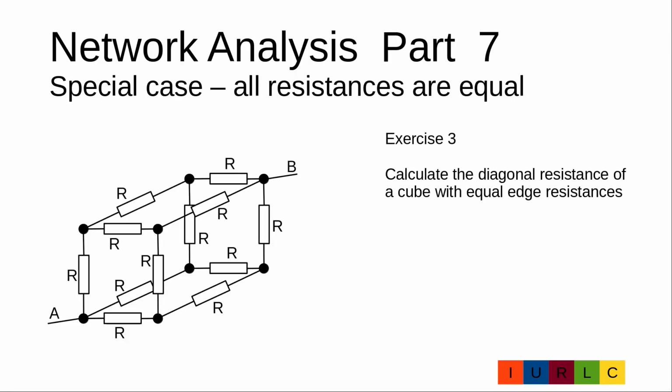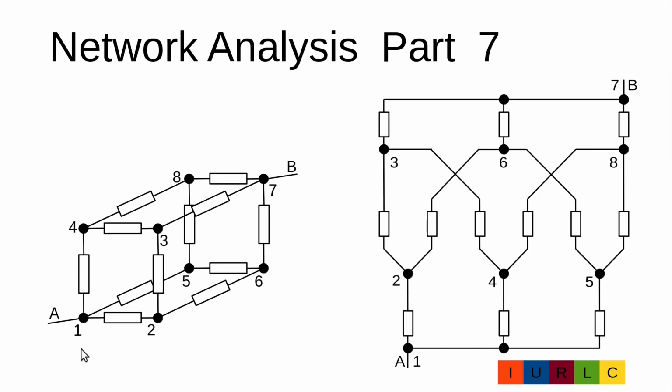In exercise 3, we look at the case where all edge resistors have the same value. As we have done in exercise 2, we add the nodes 1 to 8 in our circuit and draw the plane circuit of it. We have here a special symmetry. We have 3 resistors, and each of the resistors is connected to further 2 resistors here and here, and this one here and here. And on the bottom we have also 3 resistors, and each of them is connected to 2 further resistors here and here.